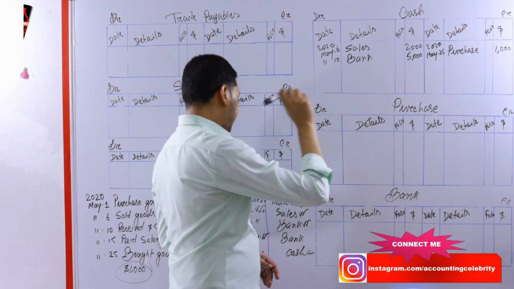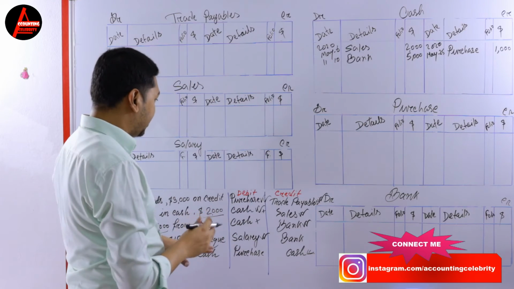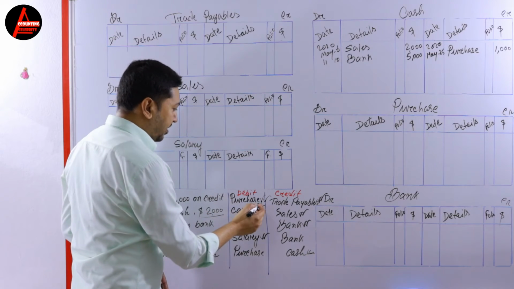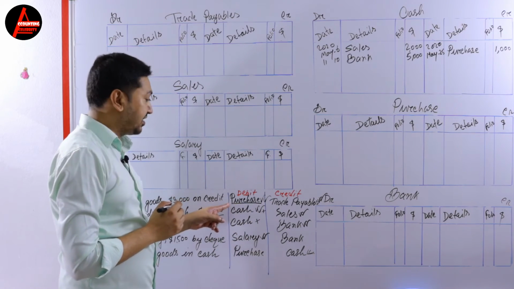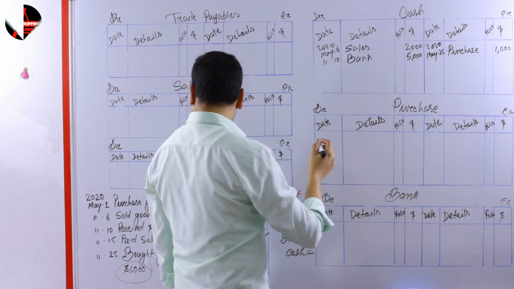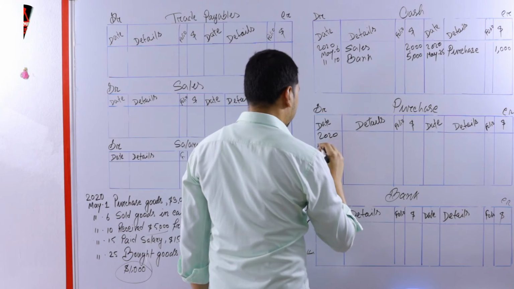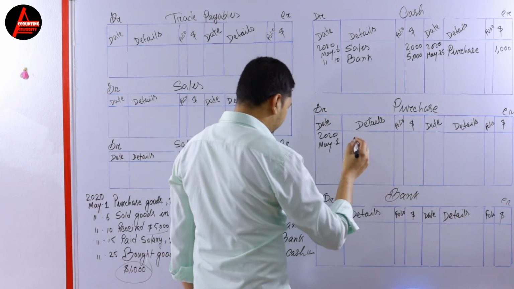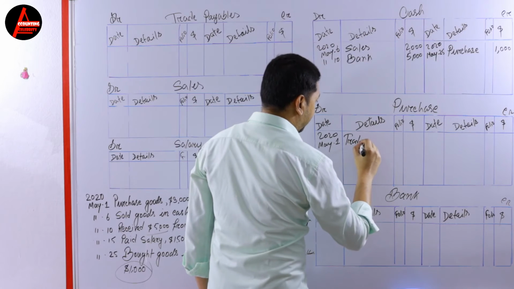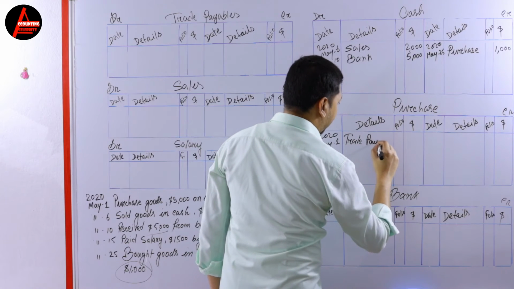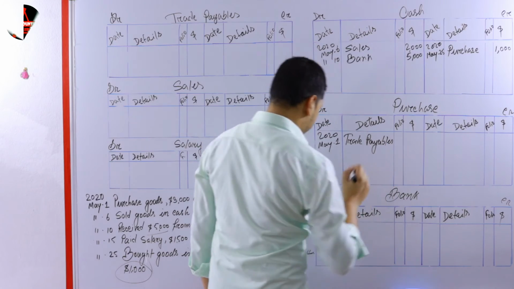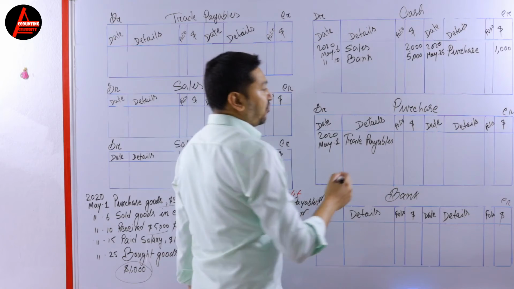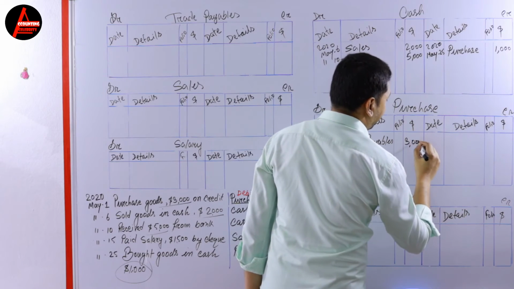It is purchase. So check the double entries. Do you have purchase or not? Yes, in the first transaction we have purchase. Here purchase is debited, so come to the debit side. 2020, May. What date? May 1st. What to write inside the ledger in the detail column? Your detail column is trade payable. Why trade payable? Because you need to write the opposite account. Trade payable. What is the amount? It is $3,000. So put the value in the dollar column, 3,000.